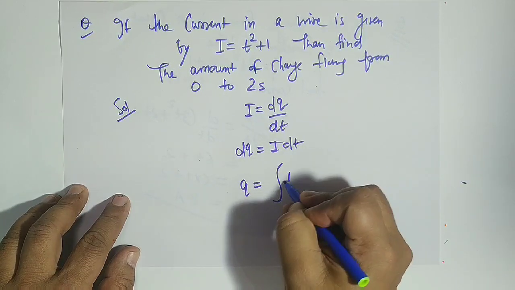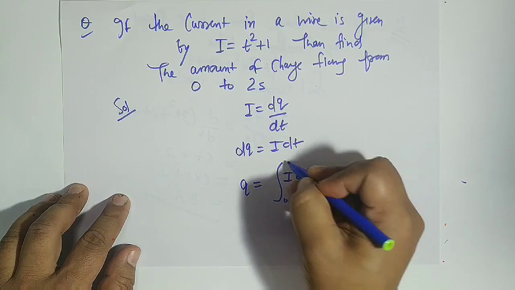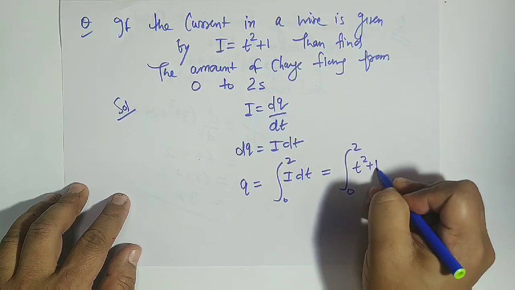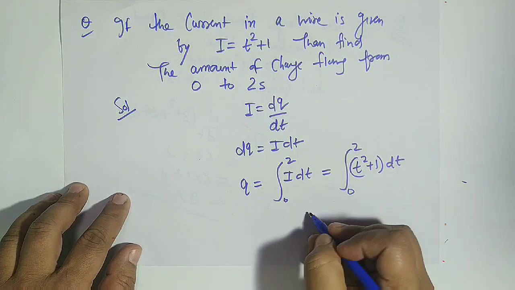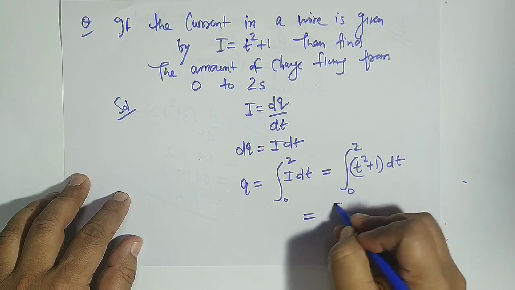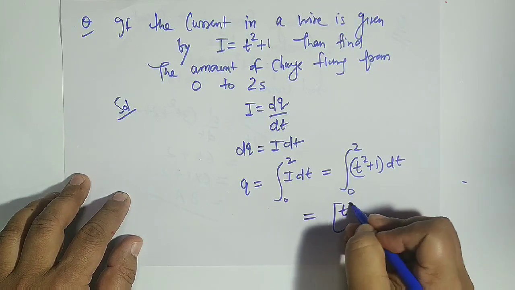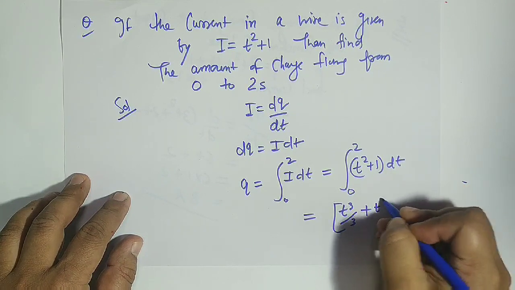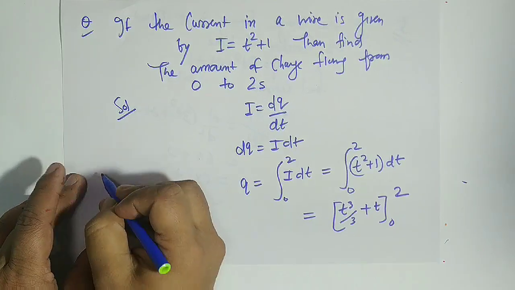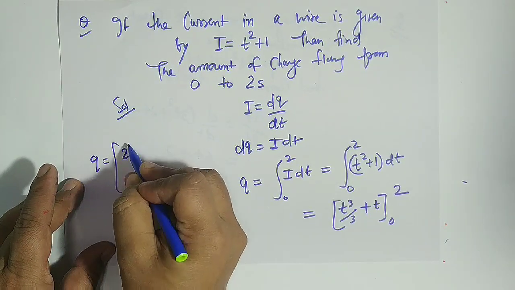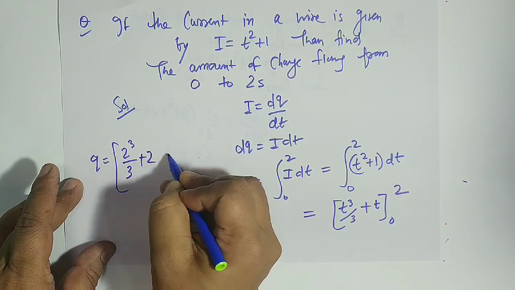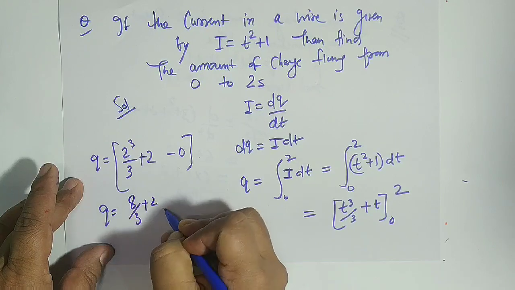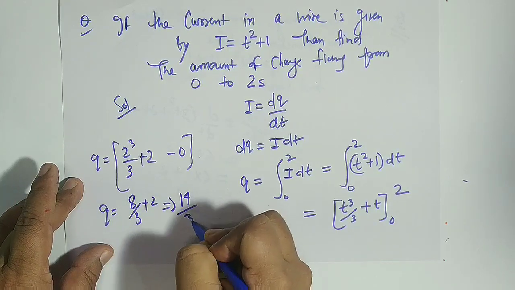All of you know what will be Q? It will be integration of I dt from 0 to 2. You will put in the value of I. What is I? t square plus 1 dt. So if you solve the integration, I am going to write it, it will be t cube by 3 plus t, from 0 to 2. So the final answer is upper limit minus lower limit, 2 cube by 3 plus 2, and minus the lower limit. So it will be 8 by 3 plus 2, that is 14 by 3 coulomb.